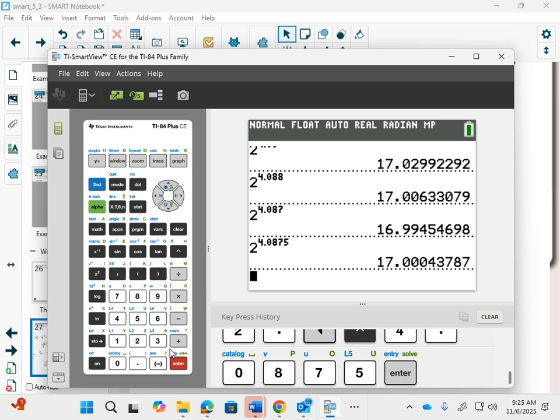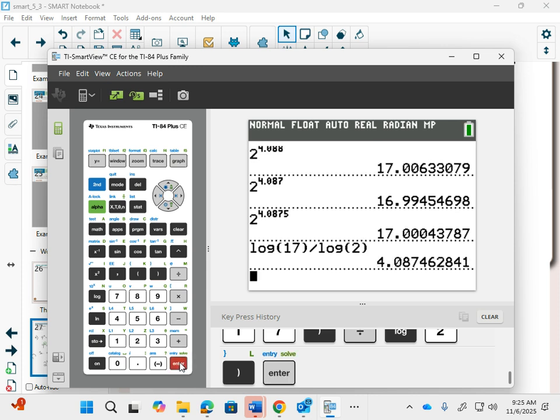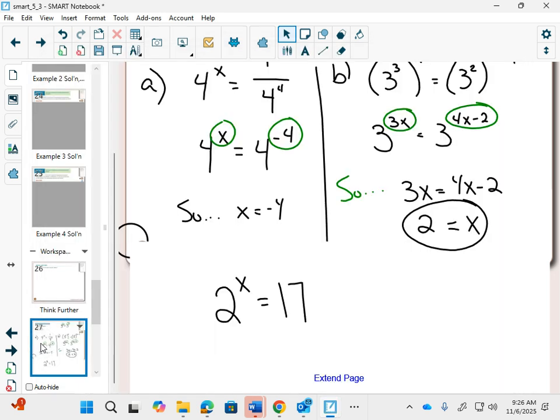We're going to want to figure out how to do this, and eventually we're going to do stuff with logarithms. Oh, it was supposed to be 4.087462841. I was getting really close. Another 5 minutes I would have been there. For sure. So we're going to get to questions that we need a calculator.